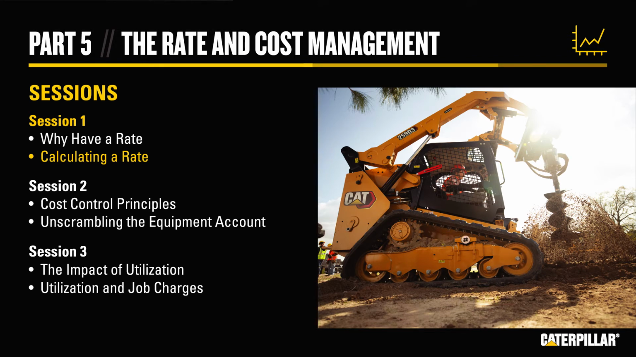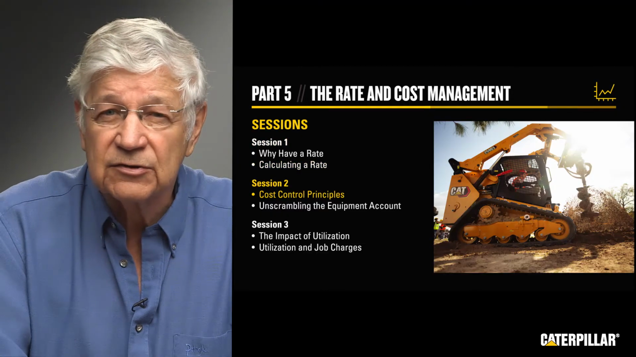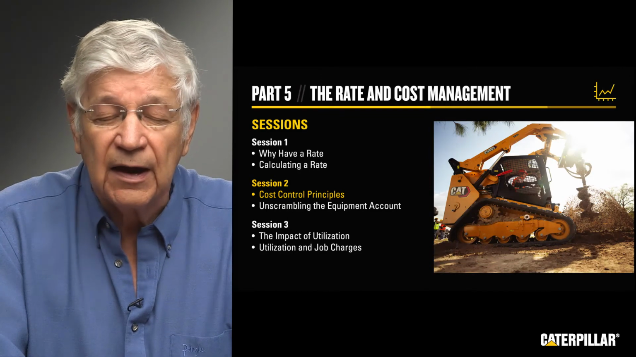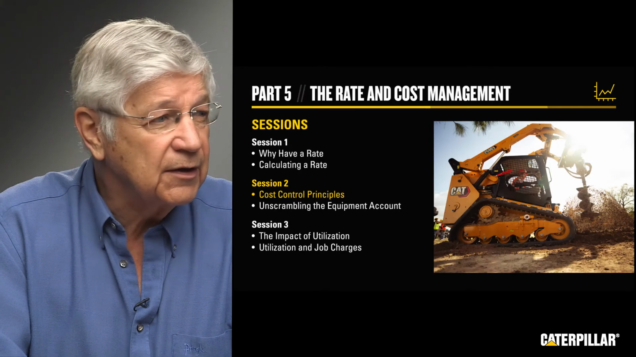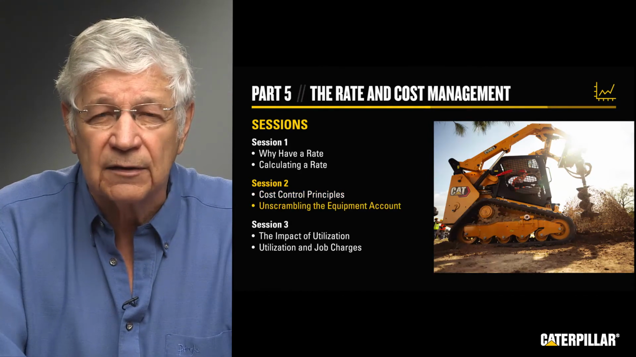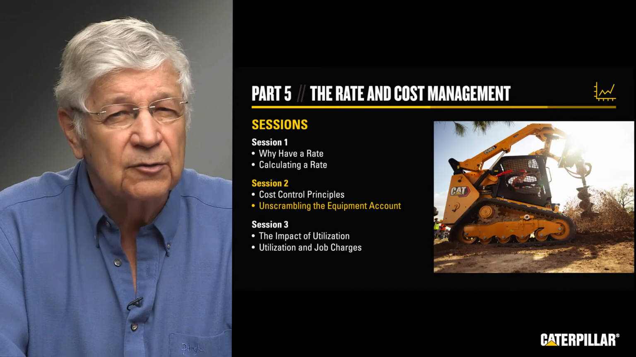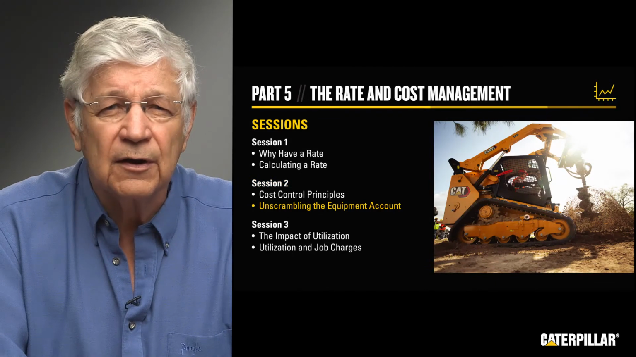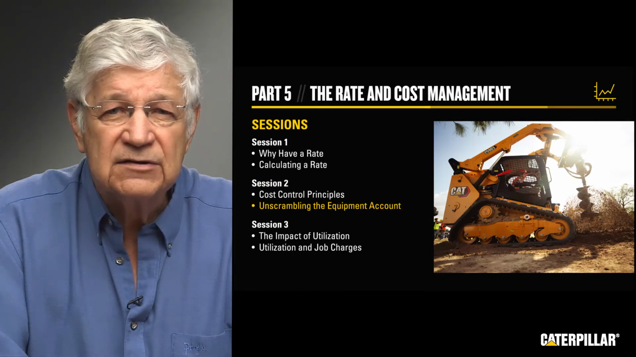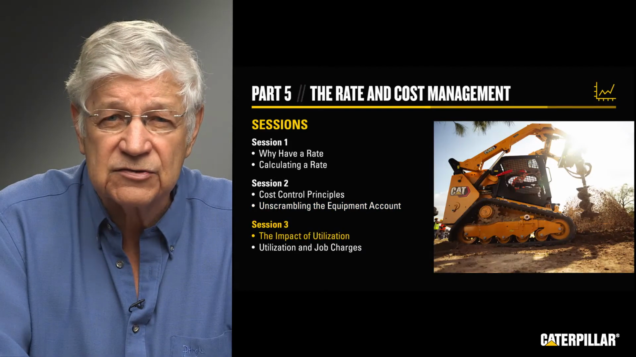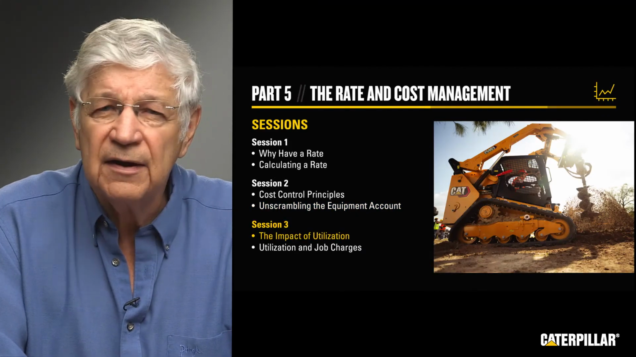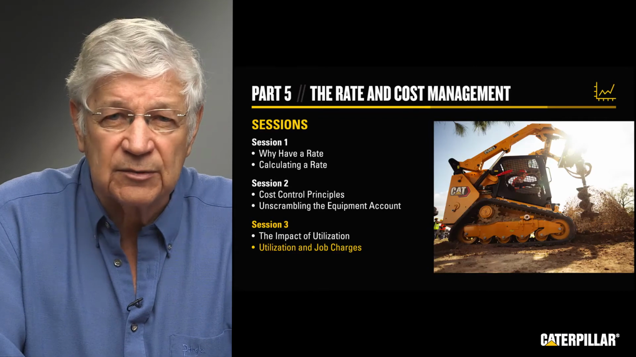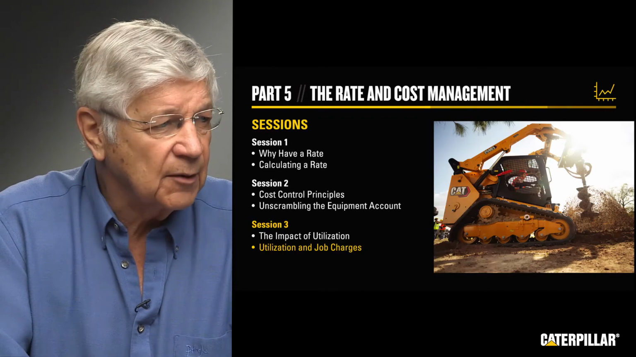Session 2 outlines some cost control principles by going through a cost control cycle, and then uses those principles and our detailed knowledge of owning and operating costs to unscramble the equipment account, to produce actionable information that would help you understand and unscramble the equipment account when things don't go exactly as they should. Session 3, I spoke about the impact of utilization as a very special risk, and then about how the risk of utilization is shared in the job charging process, a complex and difficult topic.